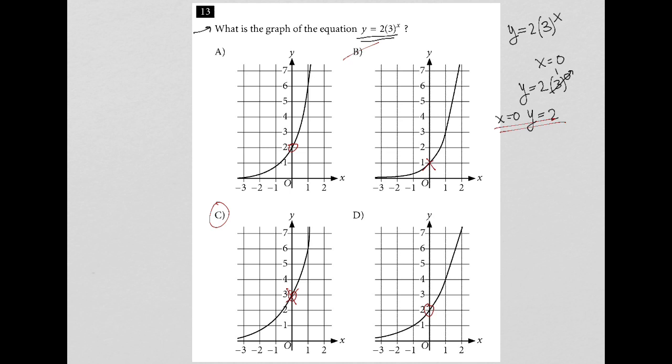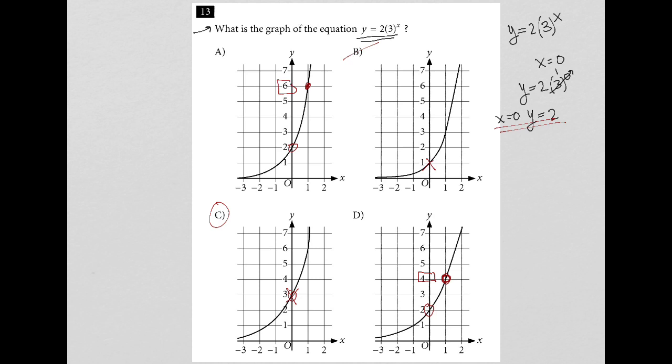The next thing to consider here is, what's the difference between A and D? Well, looks like I have a very good point here at x equals 1. When x equals 1, for choice D, y should equal 4. But when x equals 1 for choice A, y should equal 6. Well, that's something that I can test.